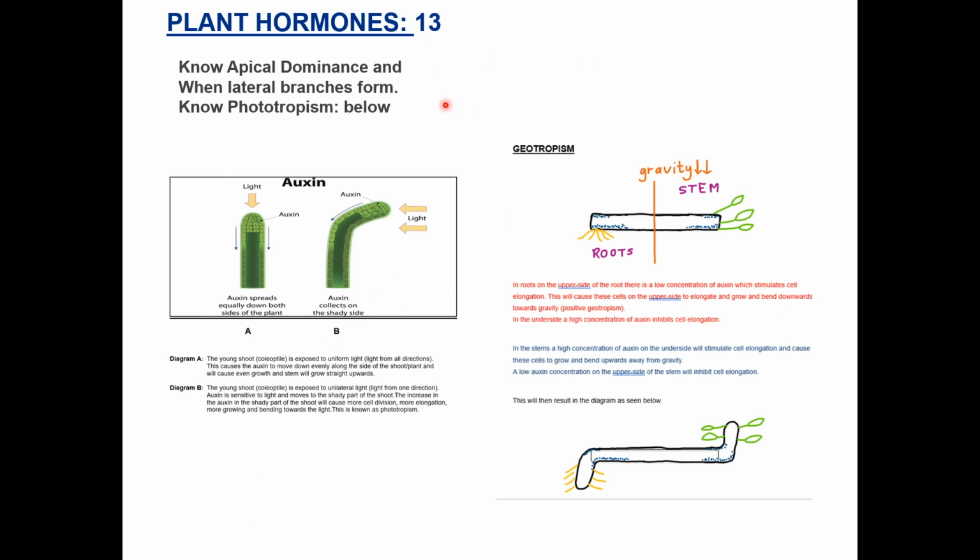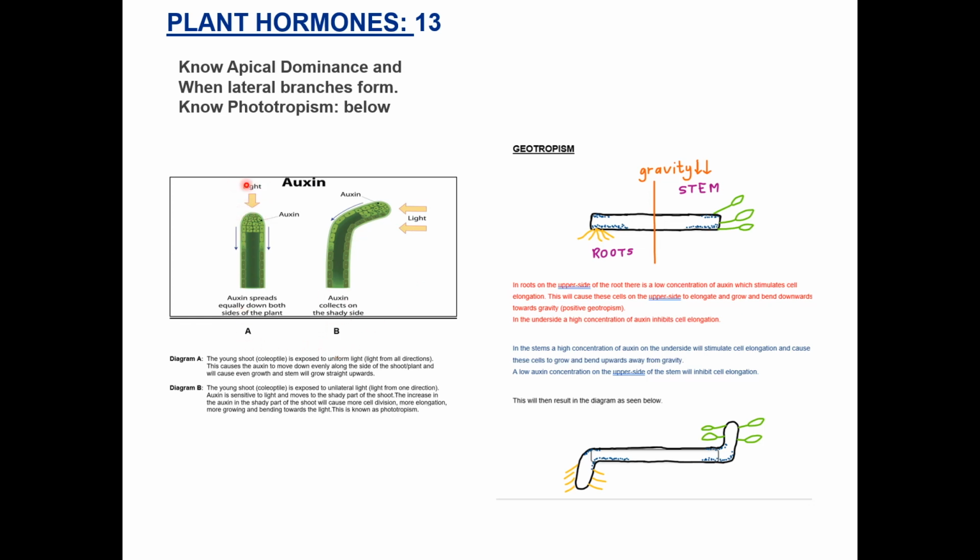And then lastly, plant hormones. Know what is apical dominance and where lateral branches form. Know phototropism. Here's a diagram of phototropism. We know that auxin is produced in the tips. We know auxin is exposed here to unilateral light, and auxin is sensitive to light, so it moves to the shady part of the shoot. And because there's more auxin on the shady part, there'll be more cell division, elongation, growing and bending towards light, and this is the cells here on this side that grows towards light, and this is phototropism.